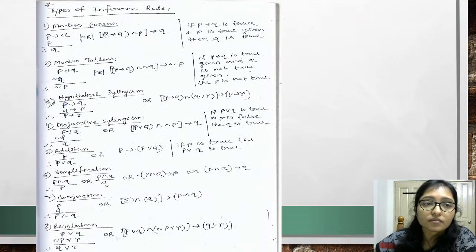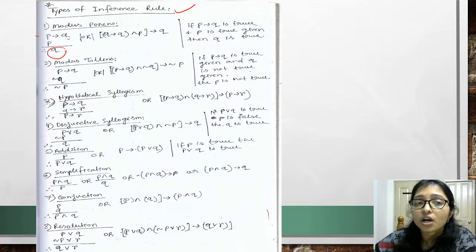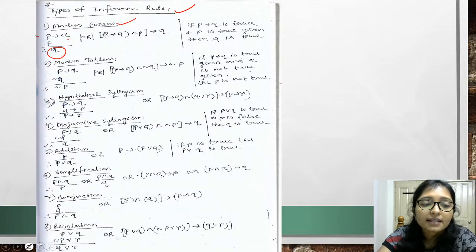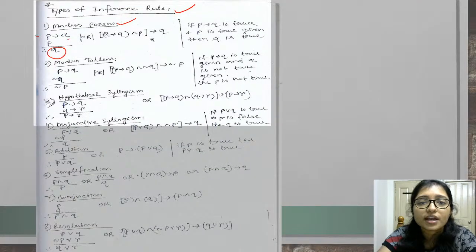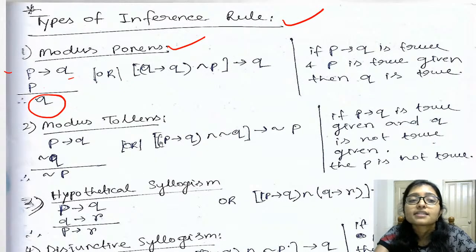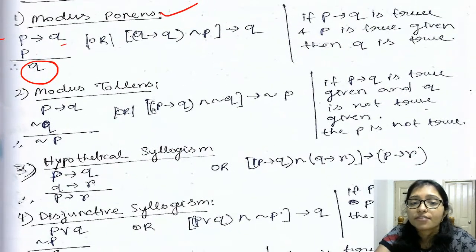Now, this is also some rule. Yesterday we discussed the rule: P implies Q is given and P is given, then Q is true. That is called the modus ponens rule. Yesterday we discussed how it comes, and there is a name. So what is the name? That's why I have written it here. This is called the modus ponens rule. Okay, and P implies Q and not Q is given, then comes not P, that is modus tollens. Okay, modus ponens and modus tollens are done.